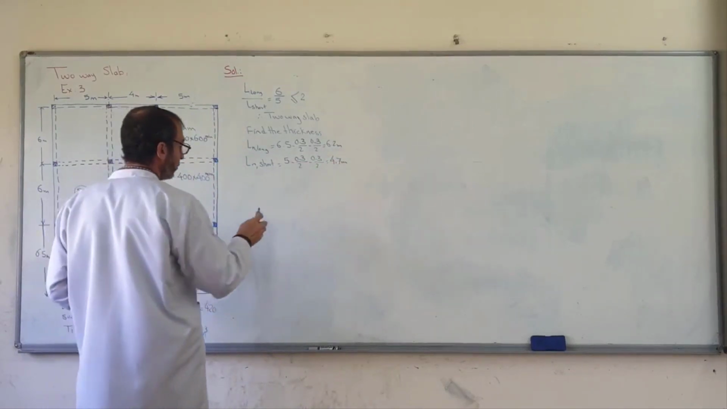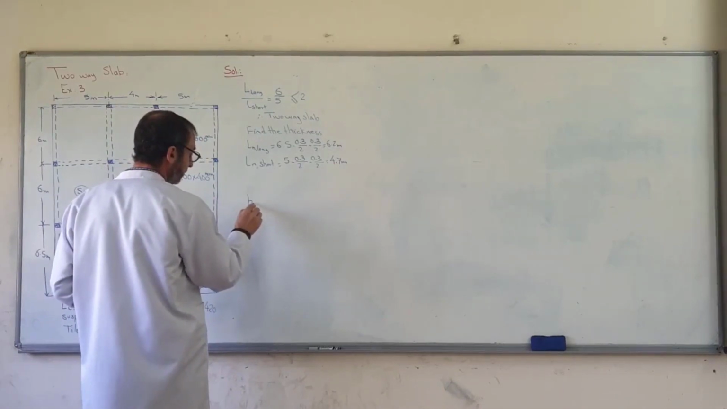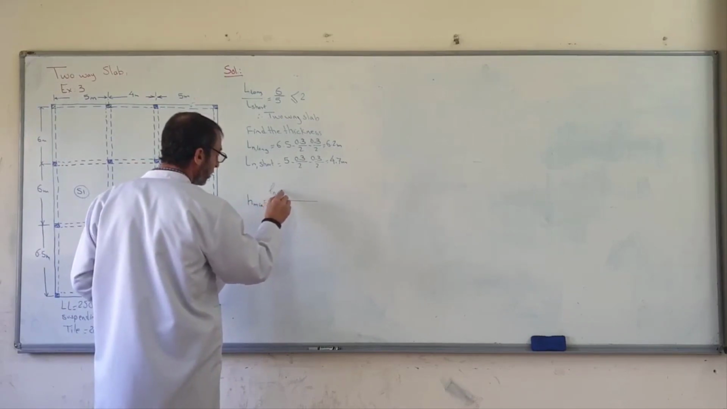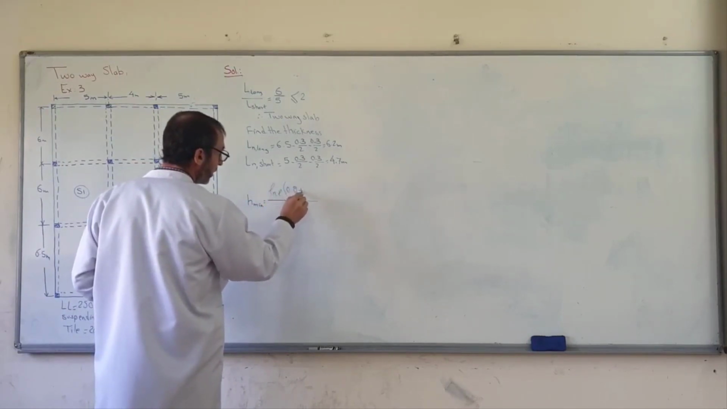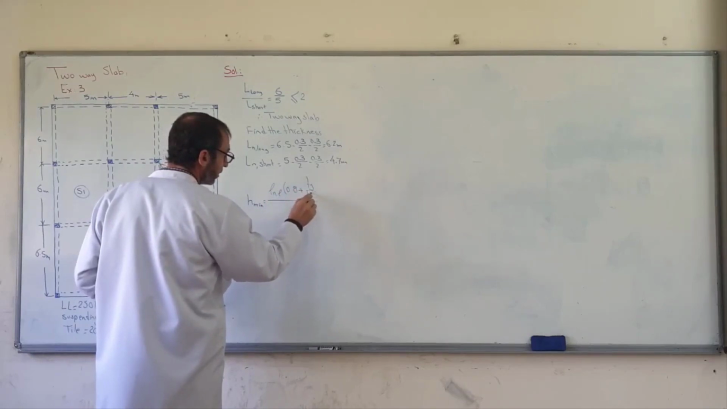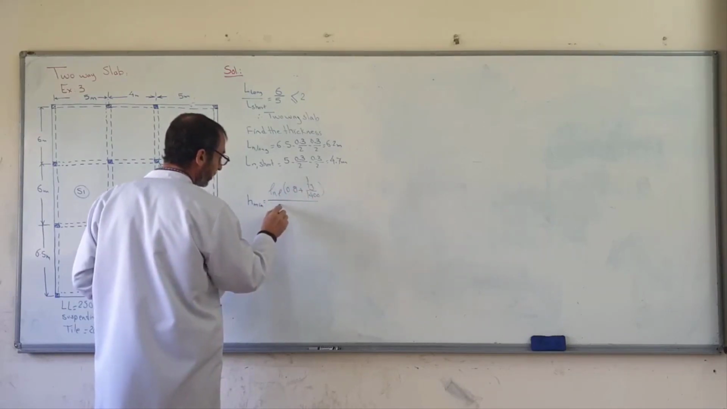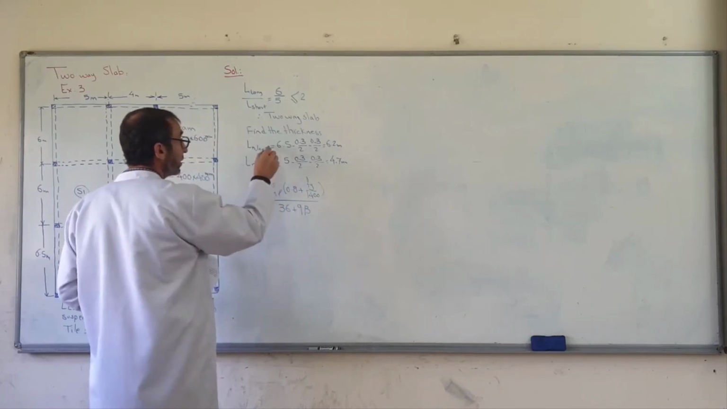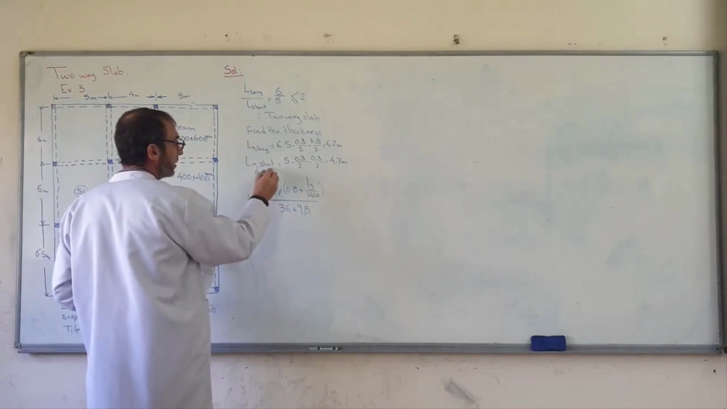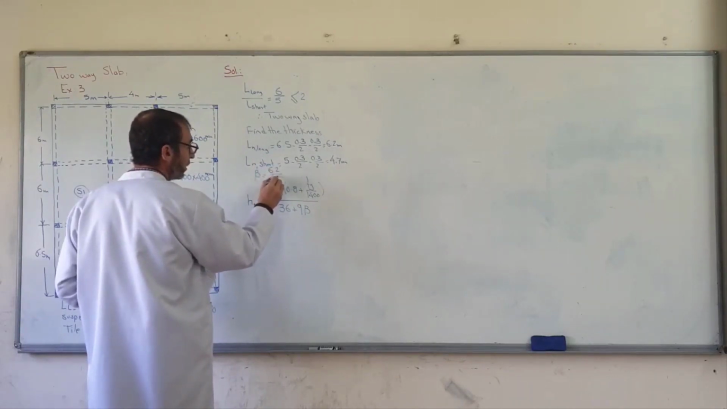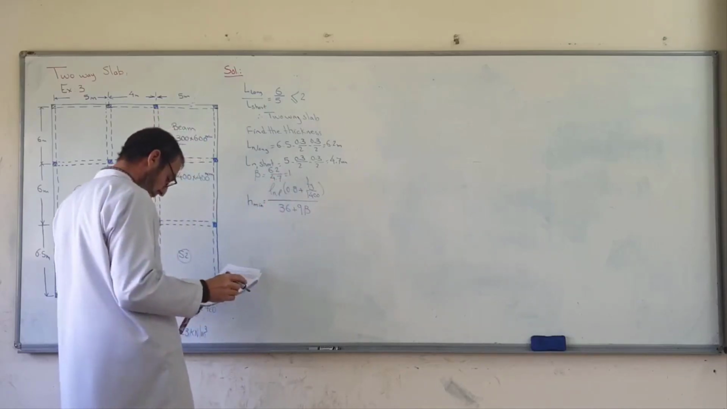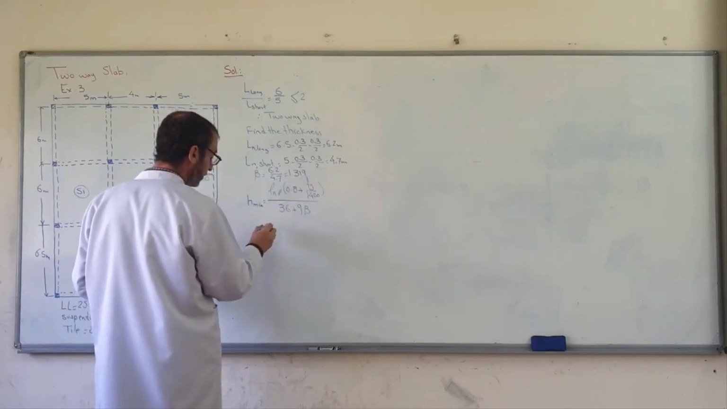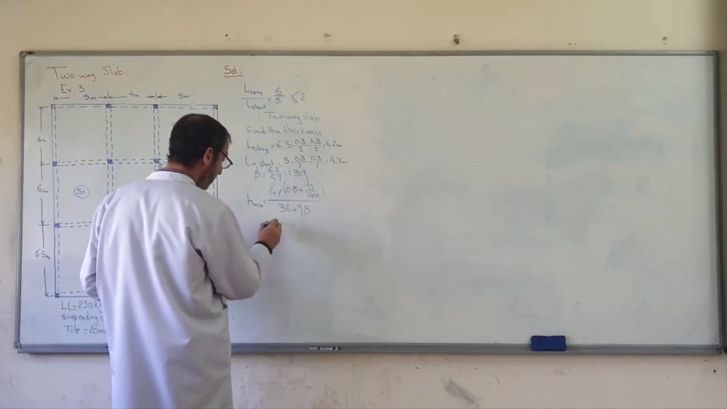Now I go to use the equations. The minimum edge thickness is equal to ln long times (0.8 plus Fy over 140) over (36 plus 9 beta). Beta is equal to ln long over ln short, which is 6.2 over 4.7, and this is equal to 1.319. Now substitute here.